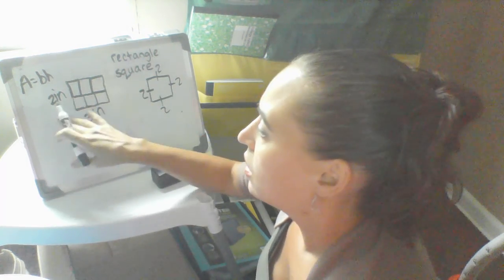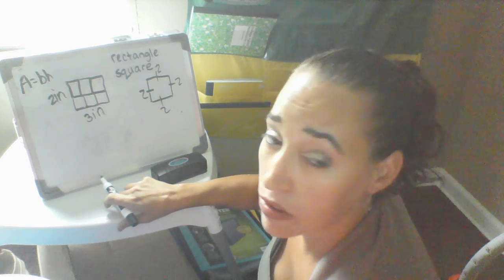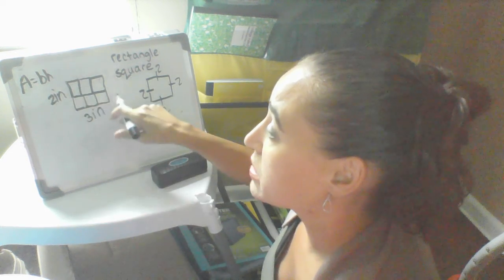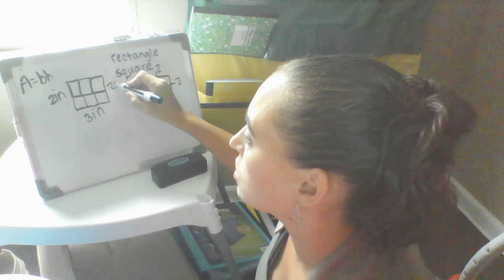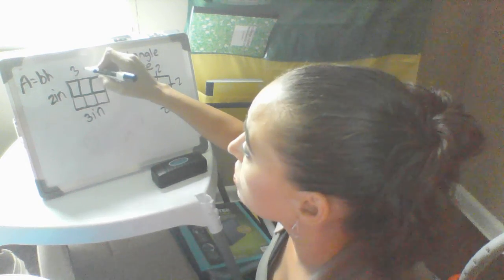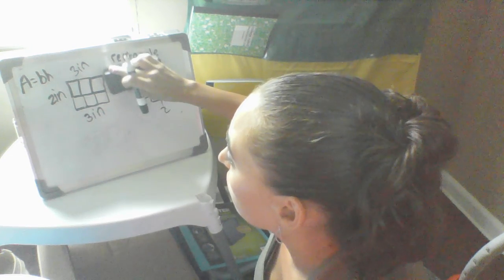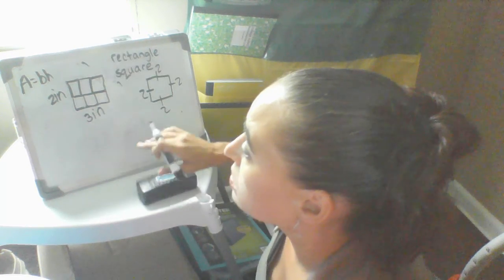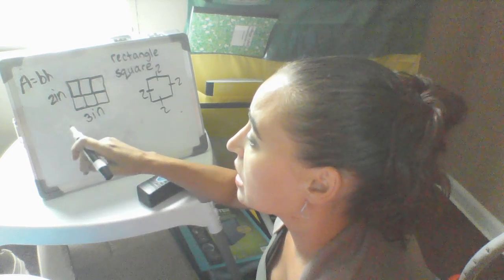So now I know this is a rectangle because the two sides are not equal. And how a rectangle works is the opposite sides are equal. So if this is 2 inches, then this must be 2 inches. If this is 3 inches, then this must be 3 inches. But what we do know is the area of a rectangle is base times height.